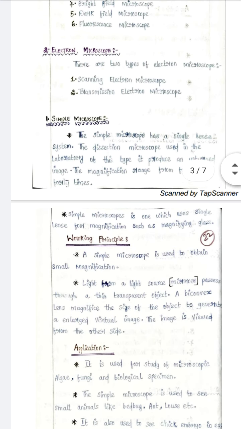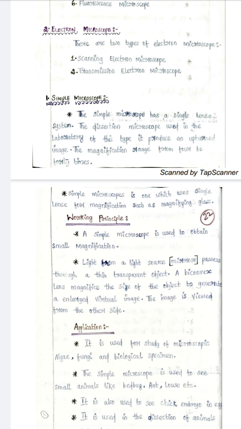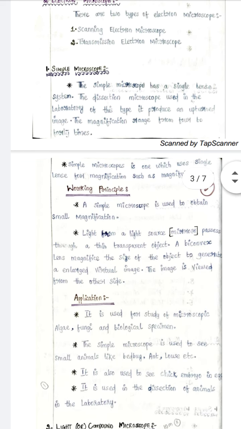Simple microscope is nothing but a magnifying glass. A simple microscope has a single lens system. The microscope used in the laboratory of this type produces an upturned image.